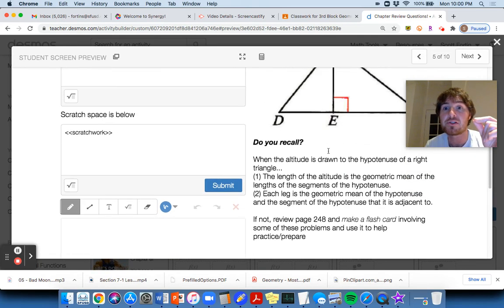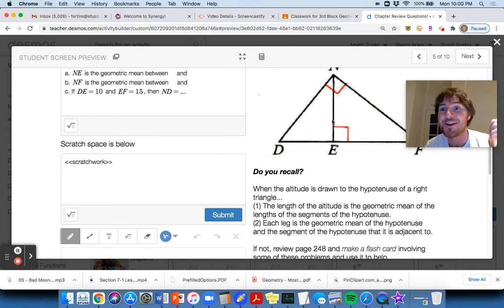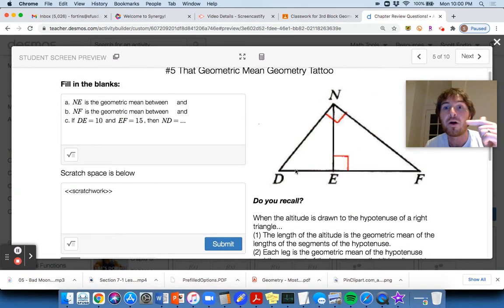The length of the altitude, that's the altitude of the hypotenuse of a right triangle. It's the geometric mean between what? Well, DE and EF, okay? Check it out here. DE is smaller than NE. EF is larger than NE. So NE, that kind of makes sense, that this is kind of a mean of some kind, right? Mean, remember, means average, okay? This is smaller, this is larger. This kind of looks like it's probably an average, geometrically, okay?